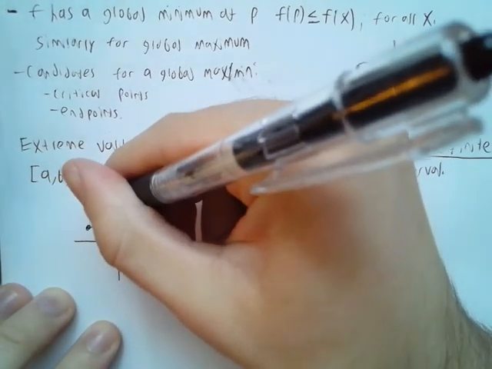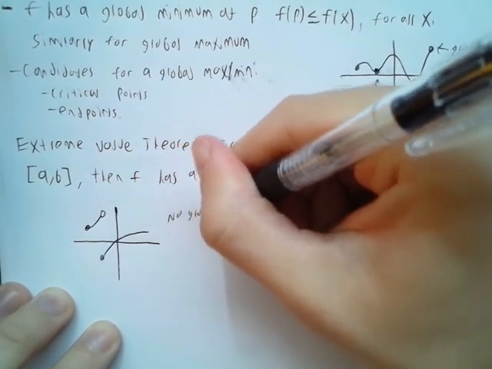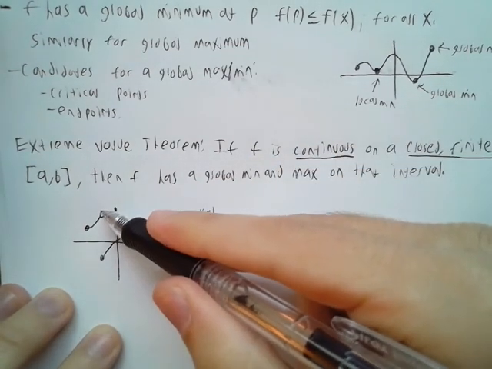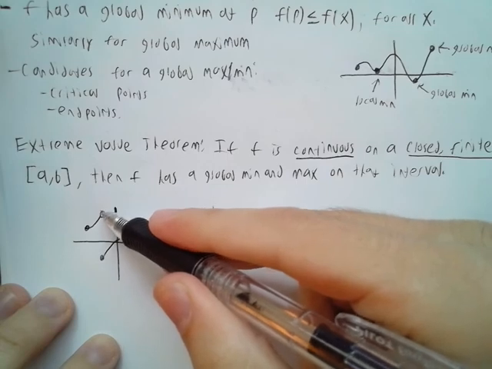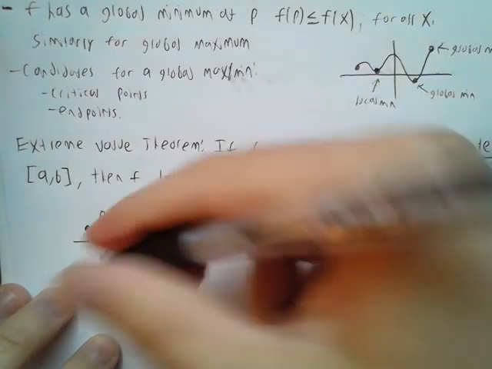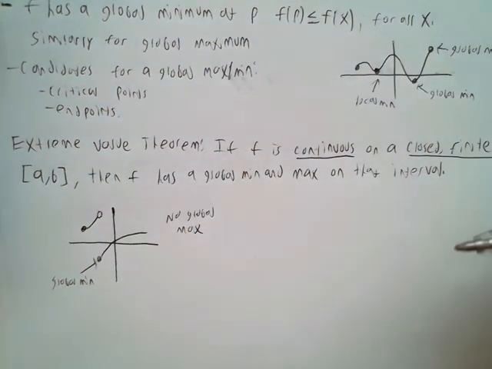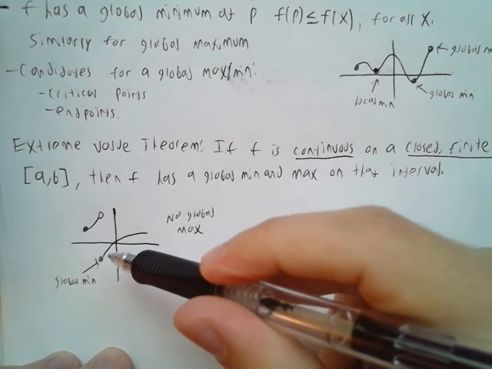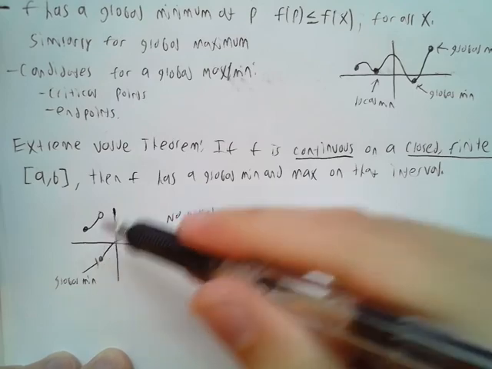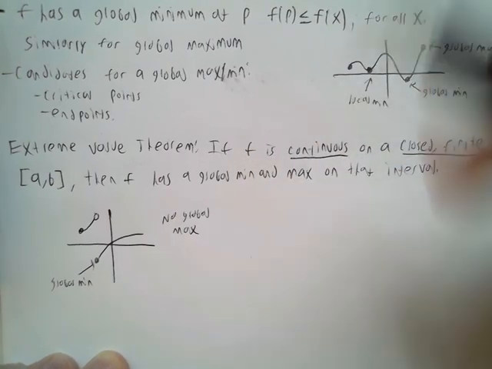For example, if we have a discontinuous function like this, then there's no global max, because the global max should have been at this point here, but that point is not included in the domain of our function. It never actually reaches that, so there isn't a largest value the function takes. It does still have a global min, though, down here. And notice that that is still a critical point because the derivative there would be undefined. So it still satisfies this criteria here, even though the conditions of the extreme value theorem are not satisfied.